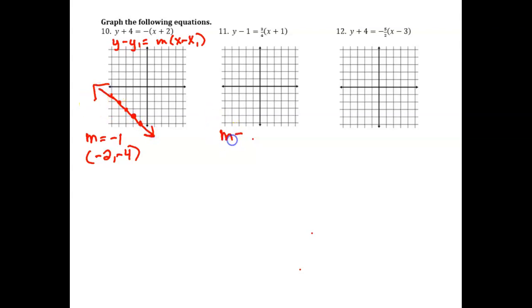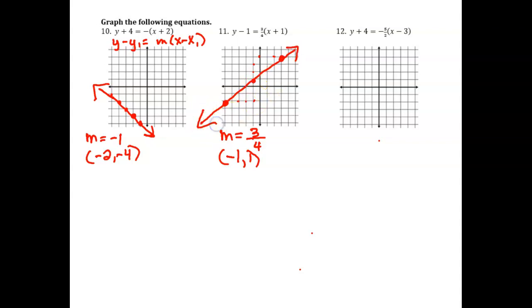Okay, here our slope is 3/4 and our ordered pair is negative 1, positive 1. So we're going to start at the ordered pair negative 1, positive 1, and our slope is 3/4. So rise 1, 2, 3, 1, 2, 3, 4. There's our point. Or we can go down 3 to the left 4.